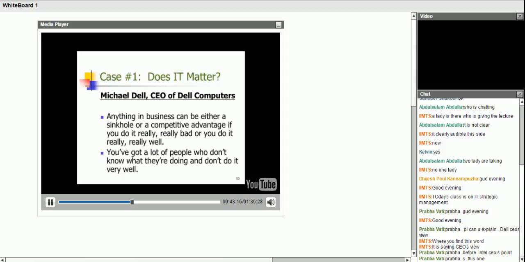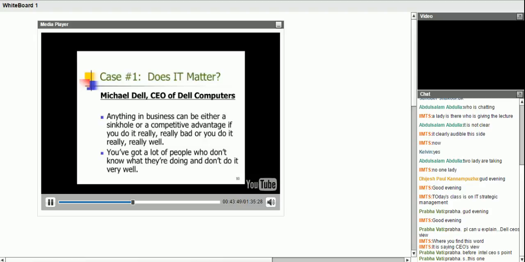Who knows? Another example is Dell Computer. Michael Dell, who used to be, probably still is, CEO of Dell Computers. Anyway, anything in business can be either a sinkhole or a competitive advantage from his perspective. And these are quotes. These are things on these slides that, as I go through, I forgot to mention, are things that these people have said that have some significance because they have a really good meaning associated with them, whatever they said actually turned out to be true. And they may not have said this recently. It may have been mentioned a long time ago.